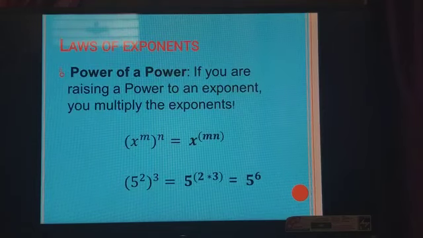In the laws of exponent, then comes power of a power. What is that? If you are raising a power to an exponent, you multiply the exponents. Here the power is x raised to m, and that is also raised to n. So we multiply the exponents, that is x raised to mn. Here it is 5 raised to 2, raised to 3, that is 5 raised to 6.